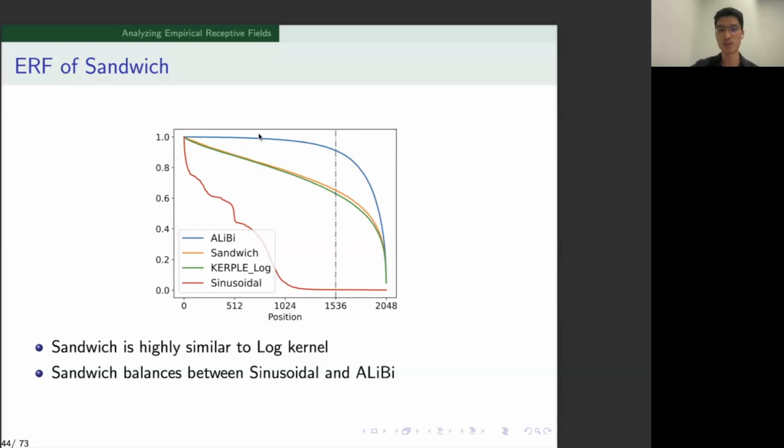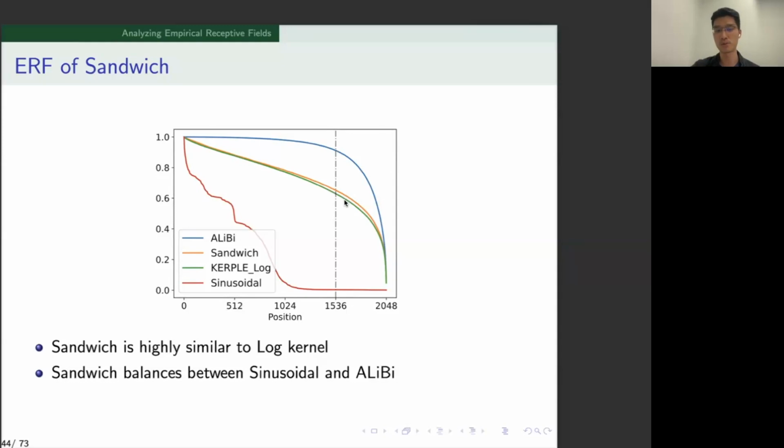As we can see, this is the alibi curve. The orange curve is the sandwich. This is the relative sinusoidal. The log kernel is the green curve, and the sinusoidal is the red curve. So as we can see, alibi only looks at the most recent 512 tokens, mostly.